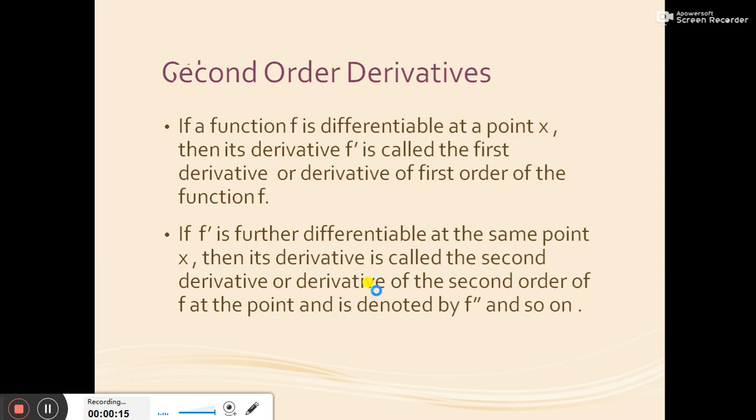If a function f is differentiable at a point x, then its derivative f dash is called the first derivative or the derivative of the first order of the function f. If f dash is further differentiable at the same point x, then its derivative is known as the second order derivative and it is represented by f double dash. And if we have to differentiate again, then it becomes the third order derivative.